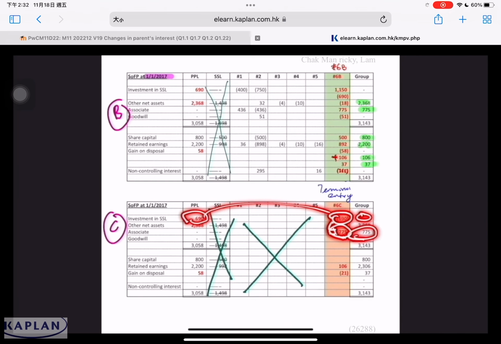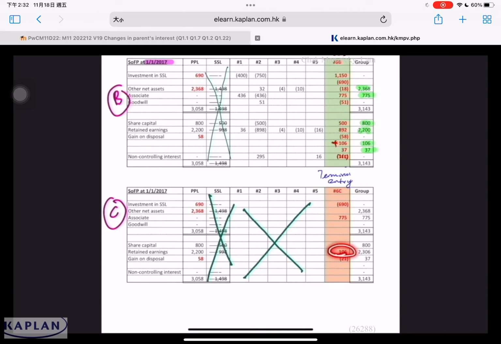This is 775. Must account for a share of the profit before the control is lost. You have to change from the gain at the company level to a gain at the group level. This is the net entry to take out 58 and to put in 37. This is a net entry to do so. The net assets after the deconsolidation is 2368. The associate at fair value, which the cost is 775. Share cap, retained earning, gain on loss of control.